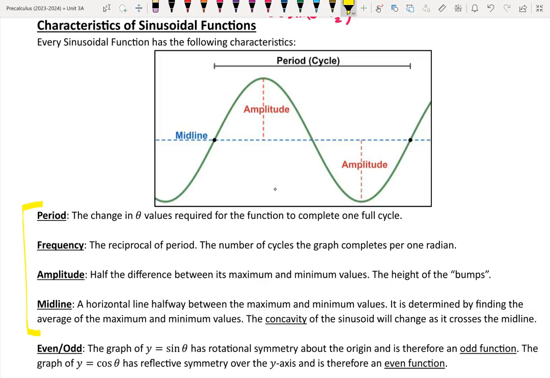So, first off, the period. We're familiar with that. We've talked about the period of periodic functions before. So the period is the change in theta values required for the function to complete one full cycle. So that period is the length of the graph that gets repeated over and over and over again. And so we see that highlighted on our graph there, the period of the function, which is that chunk of the graph that repeats.